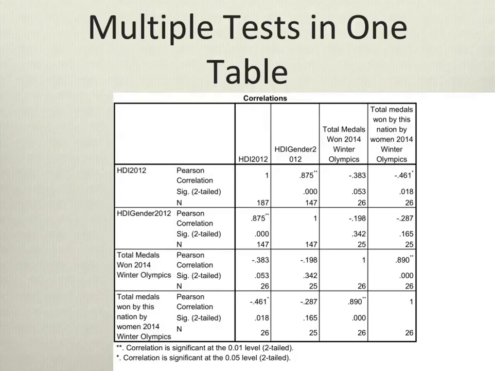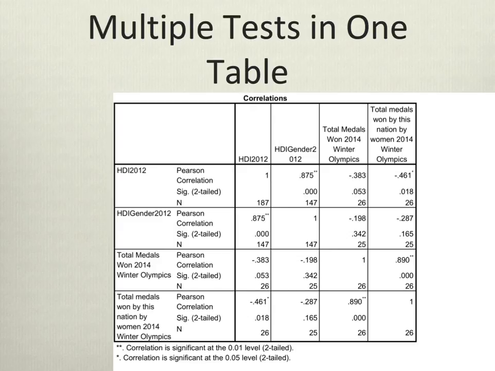A nice feature of the bivariate correlation is that you can have multiple tests in one table. I might want to look at correlations between several variables at the same time. In this case, I can put the Human Development Index, the Human Development Gender Equity Index, the total medals won by a nation in the Winter Olympics in Sochi, and the total number of medals won by women from a particular nation in Sochi, all into one table to look at the correlations.